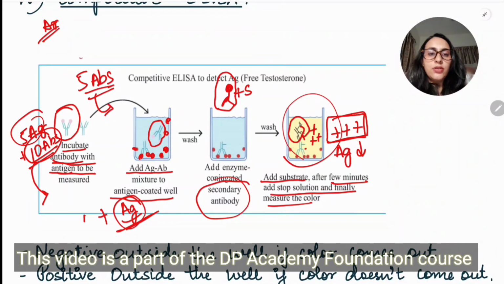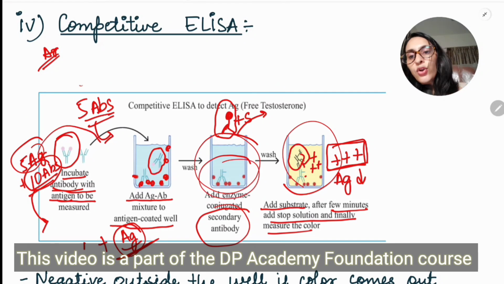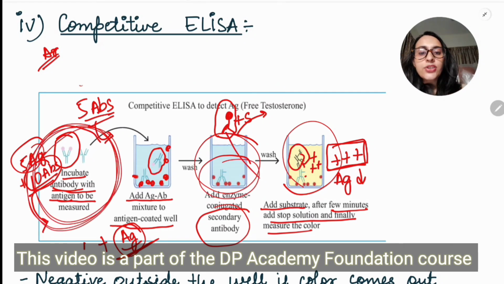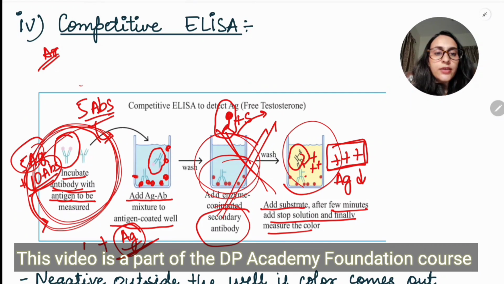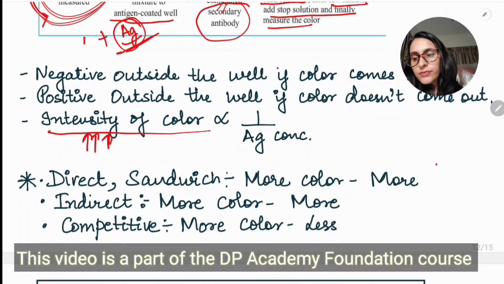If no color comes in the ELISA plate, if no color change is seen, that means all the reaction has occurred outside only. There is no reaction that occurs inside the plate. All the reaction has occurred here. Antigen and antibody reacted earlier, no reaction occurring in the plate. So that means there is more antigen that is present. So that is inversely related. If the intensity of the color is more, that means the antigen concentration is less. If the color is not changing, that means more antigen concentration is present.